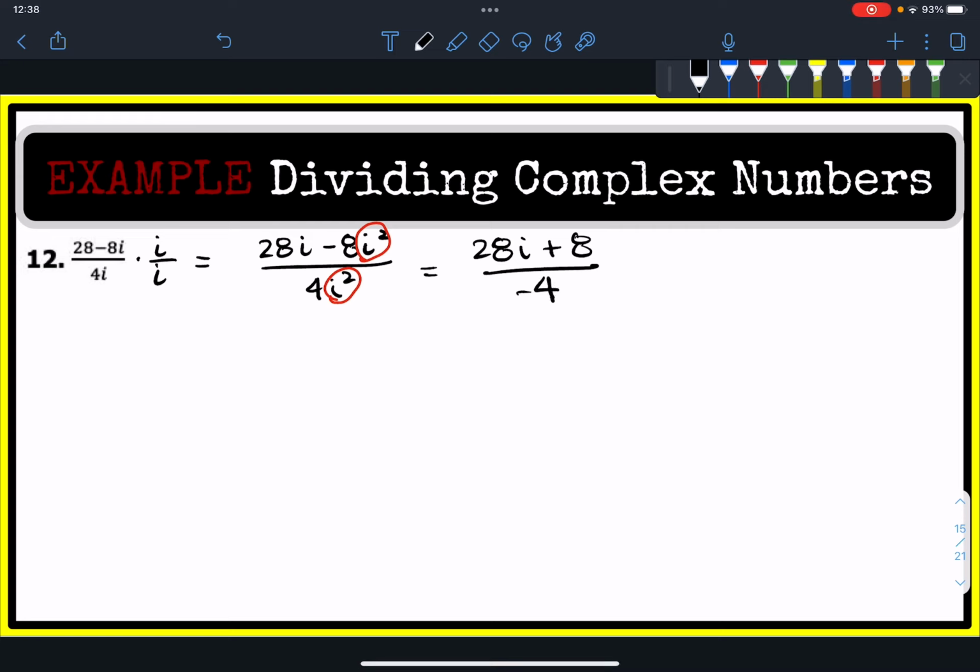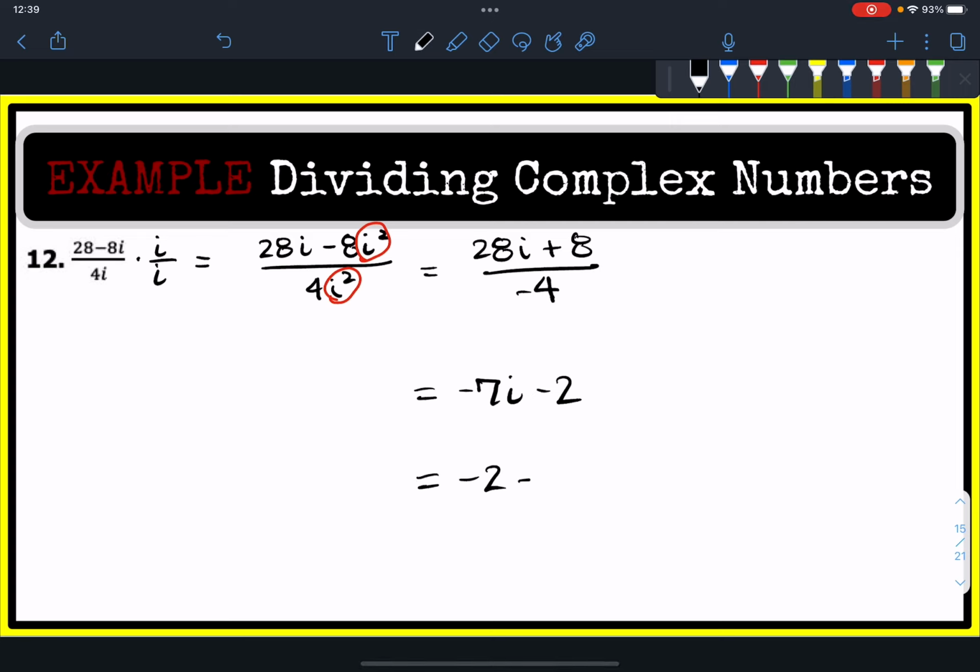And now, because the imaginary unit i is no longer in the denominator, we can actually divide these numbers by -4. So 28i divided by -4 is -7i, and 8 divided by -4 is -2. And while this is not the standard form of writing a complex number, this is acceptable.